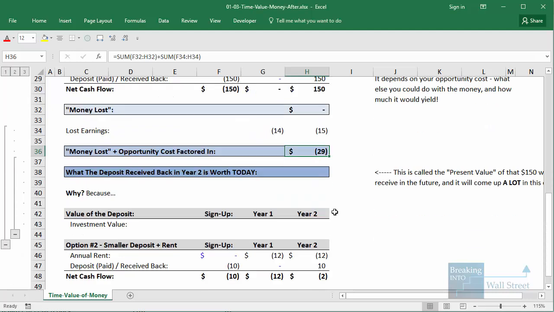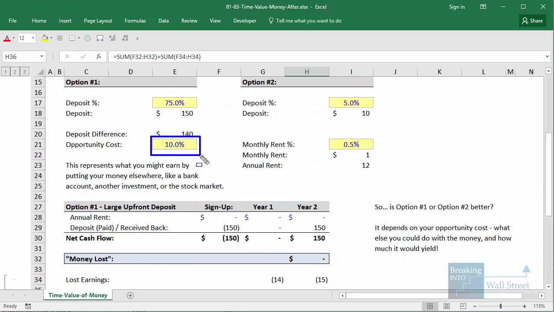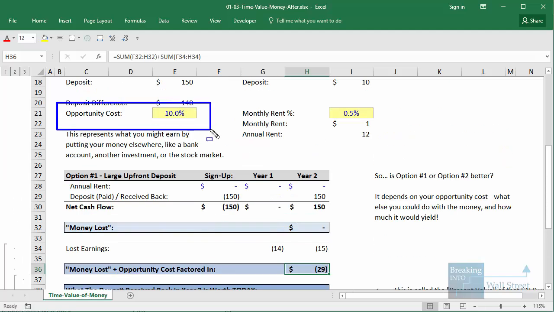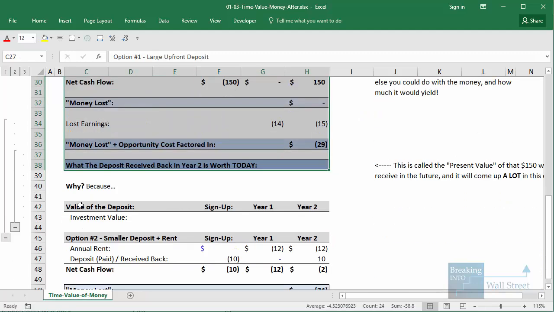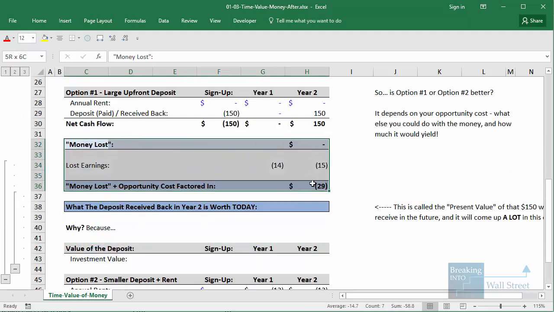And suddenly, option number 1 looks a lot worse to us. Now, of course, this is dependent on actually earning 10% per year on this money, which is very difficult to do even when the market is going well, when prices are going up. So we don't know how realistic the scenario is. But if we actually believe that we can earn 10% with our money elsewhere, then clearly option number 1 is worse for us. We should go with option number 2, put down a much lower deposit, pay rent, and then lose money, but actually come out ahead because of the fact that we would not have been able to earn as much with option number 1.